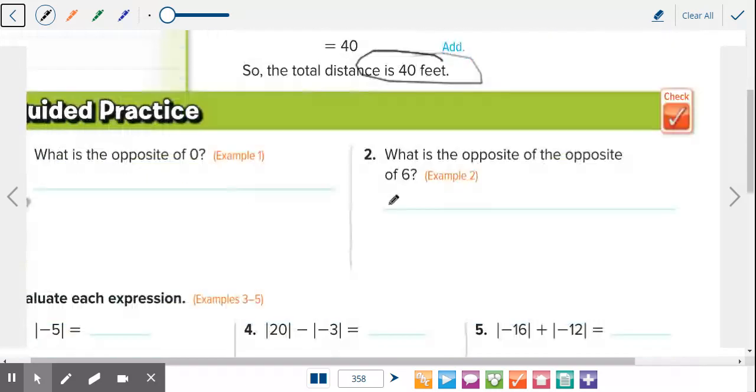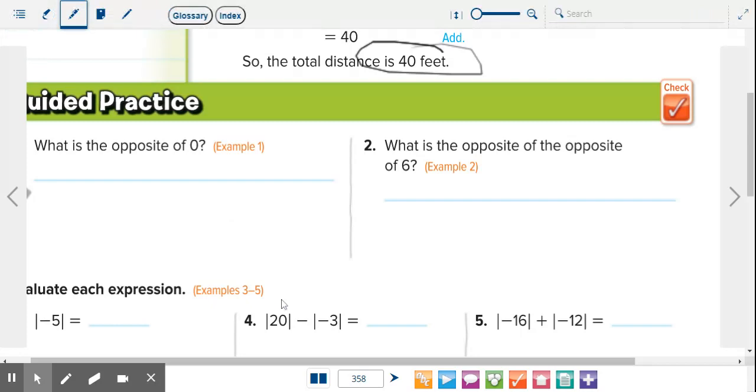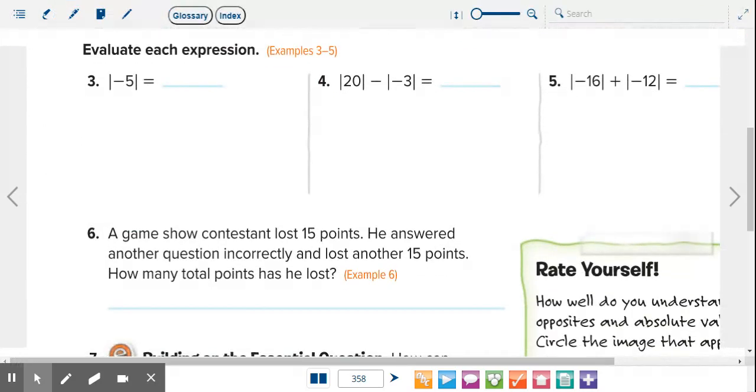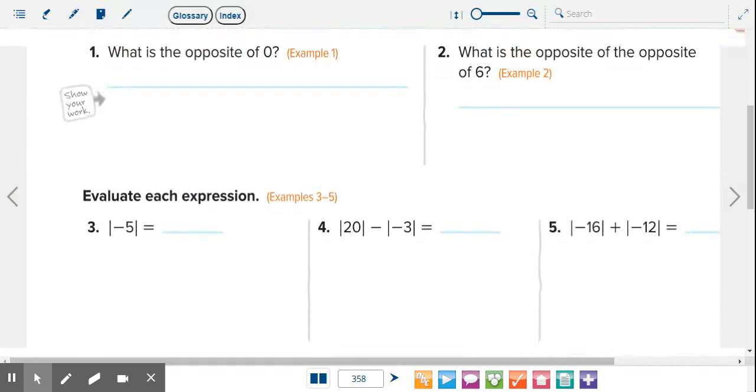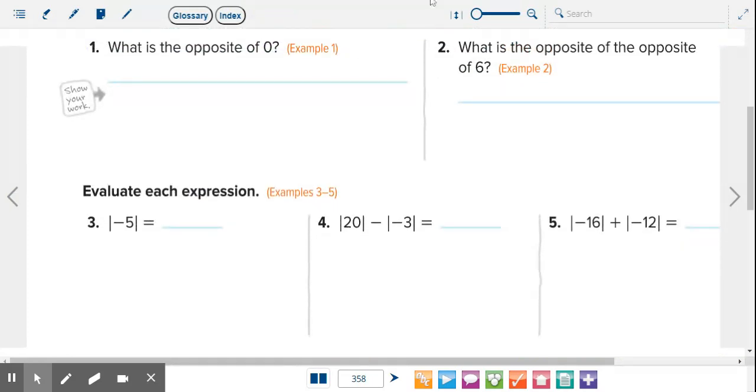All right. I want you guys to try to do 1, 2, 3, 4, 5, and then 6 down there as well. Okay, so all of those, 1 through 6 down at the bottom. I'll give you a few minutes.